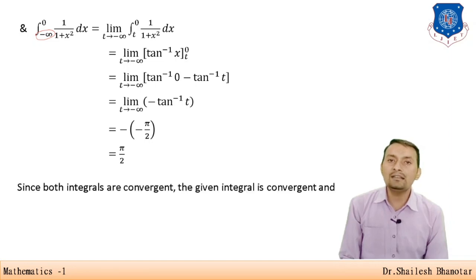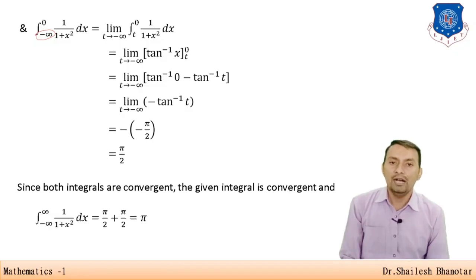Since both the integrals have a finite value, we can say both the improper integrals are convergent, and hence the improper integral is convergent. Its value is pi by 2 plus pi by 2, that will be pi.